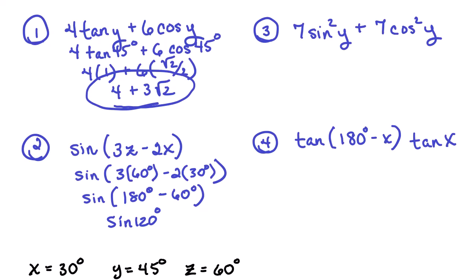120 degrees is in the second quadrant. It's between 90 and 180 degrees. The reference angle is 60 degrees. So this will be the same as the sine of 60 degrees. And in the second quadrant, sine is positive, so our answer will be positive. And we recall that the sine of 60 degrees is the square root of 3 over 2. So the sine of 3z minus 2x is the square root of 3 over 2.